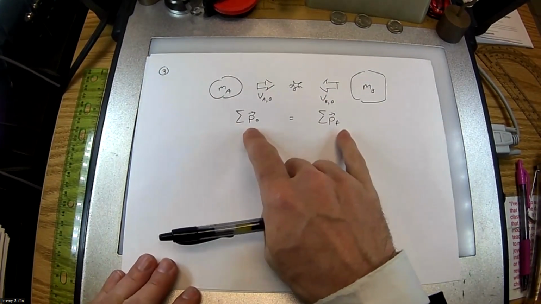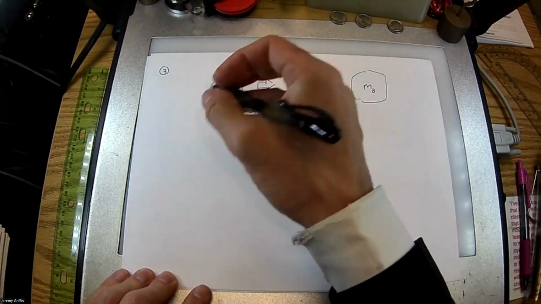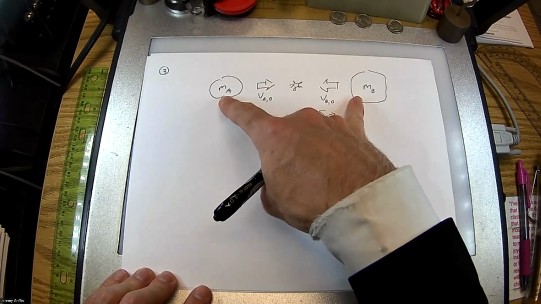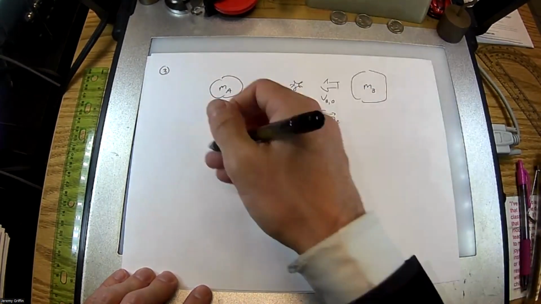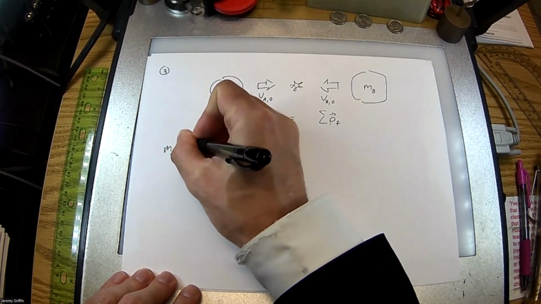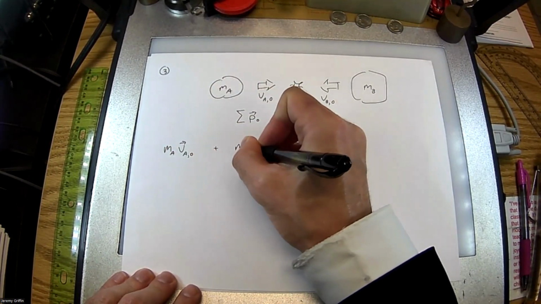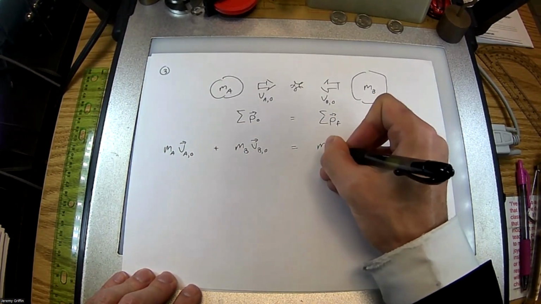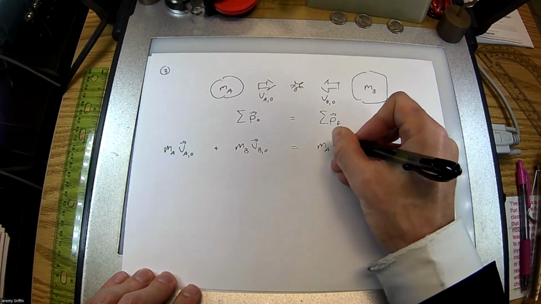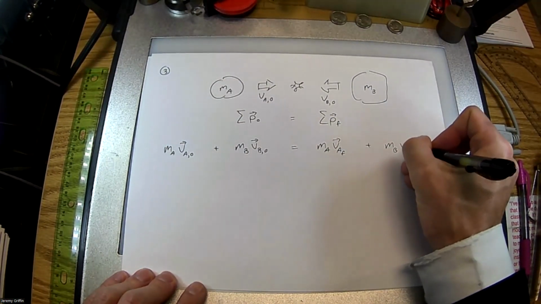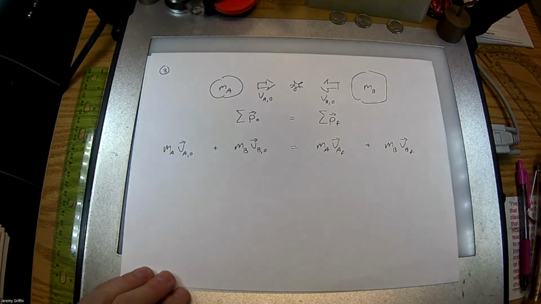Initial is before collision, final is after collision. Right. Then we've got two individual objects. Keep track of their momentum. They're all along the x-axis, so that's all good. Mass A, velocity A initial, plus mass B, velocity B initial, equals mass A, velocity A final, plus mass B, velocity B final. There you go. Here's conservation of momentum, right?